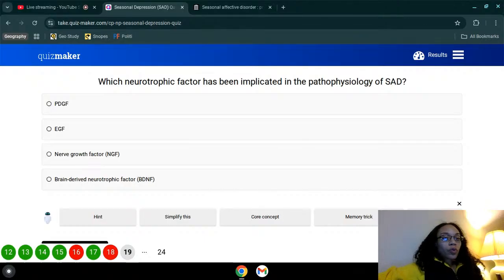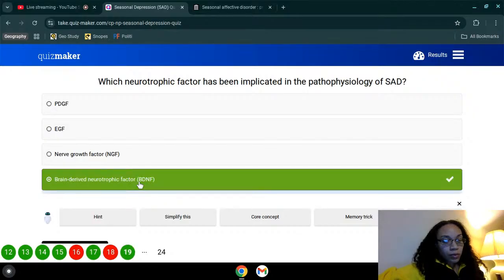Which neurotrophic factor has been implicated in the pathophysiology of SAD? Brain derived neurotrophic factor.